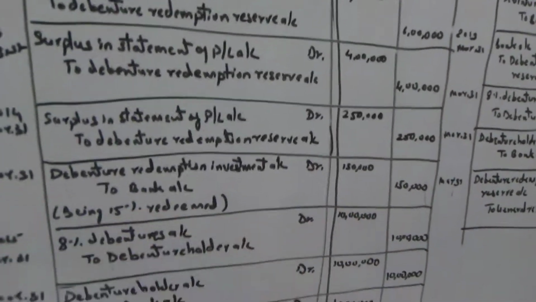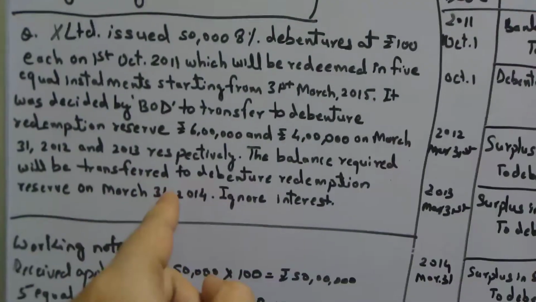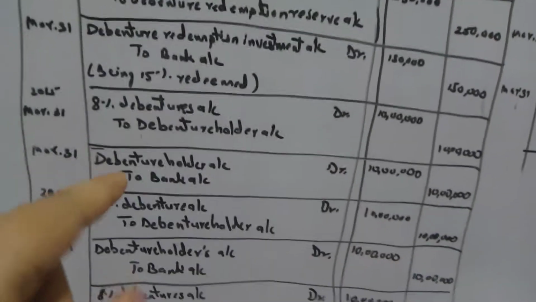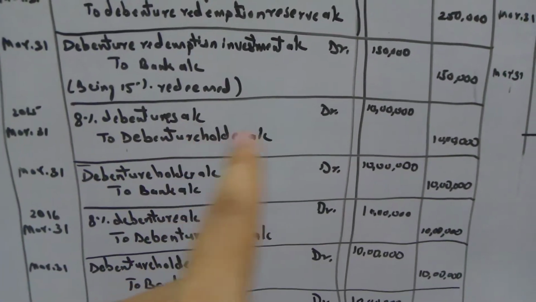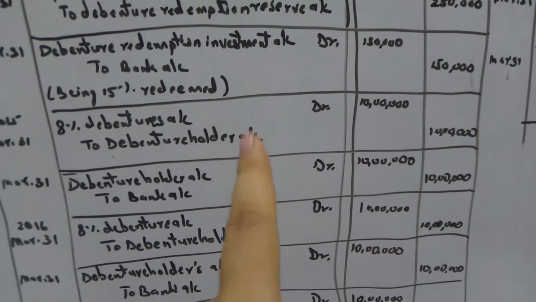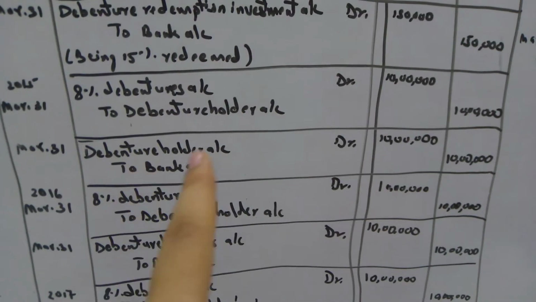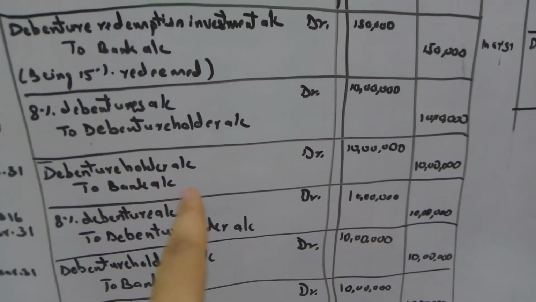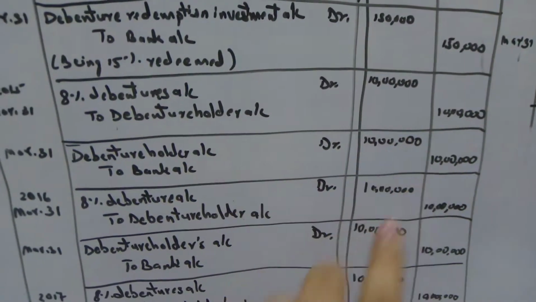This entry we have passed. Now payment has to start from which year? 31st March. So as of 31st March 2015, the normal entry will be passed. 8% debentures account debited to debenture holders account. The entry you may write that amount due on redemption. Then on 31st March debenture holders account to bank account. The entry you may write like being payment made to debenture holders of 10 lakh, this 1 year given.